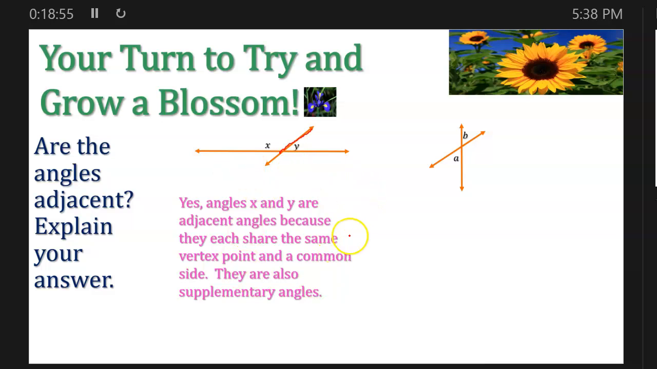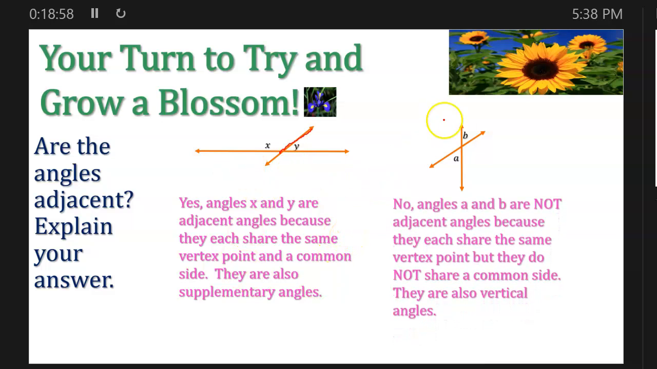They are also supplementary. For the second one, these are not adjacent because A and B share the same vertex point, which is this point here, but they don't share a side. Let me change it to blue, because it's kind of hard to see my pen. These are the 2 sides for B, and these are the 2 sides for A, and they're not next to each other. So they're different. These are vertical angles, which means these are congruent.